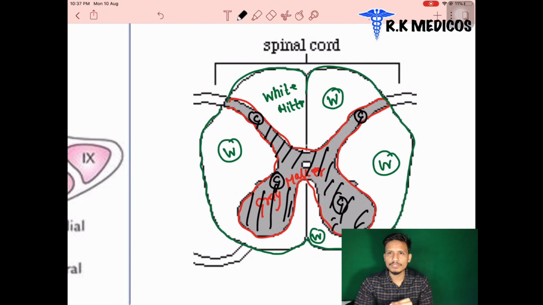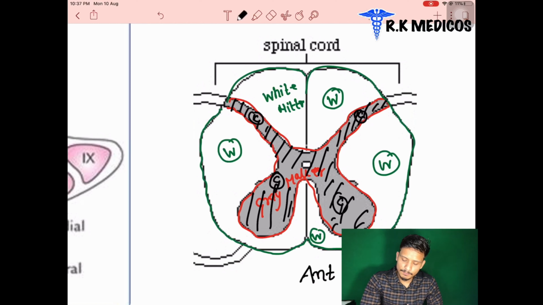Now we are going to see what nuclei we can see inside the gray matter of the spinal cord, what their names are, what the main functions of these nuclei are, and in which portion they are located. In this section, this surface is the anterior portion of the spinal cord, and this one is the posterior portion of the spinal cord.